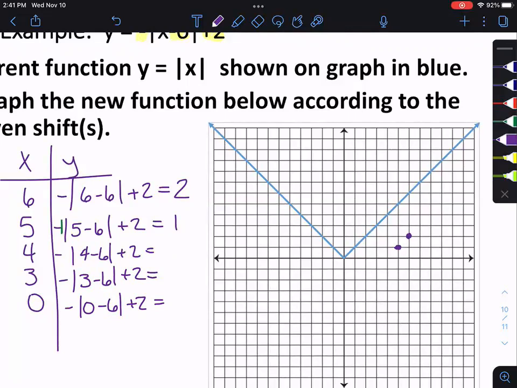So I went ahead and just filled out the rest of my table, and then we're just going to compute all of those values. So 4 minus 6 is -2. The absolute value of -2 is +2. +2 times -1 out front is -2. -2 plus 2 is 0.